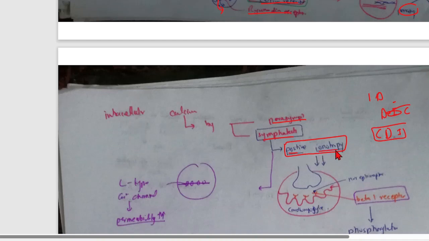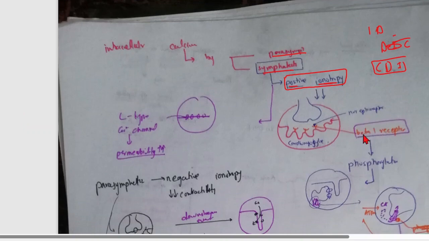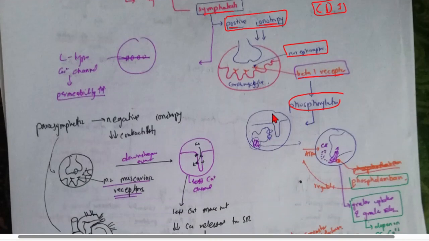So here is the positive inotropic. Now what will happen? There is the beta 1 adrenergic receptor. Norepinephrine is released and activates the beta 1 receptor. When this is activated, phosphorylation occurs. Due to this, the calcium is regulated, with calcium moving out from the sarcoplasmic reticulum. This is the calcium channel that regulates calcium entry and exit.